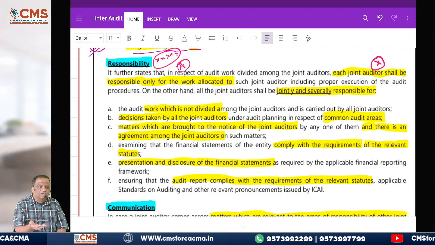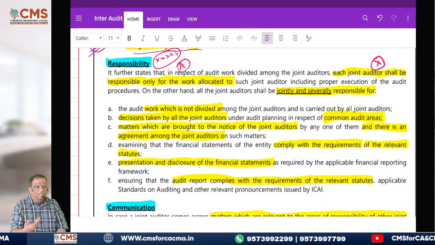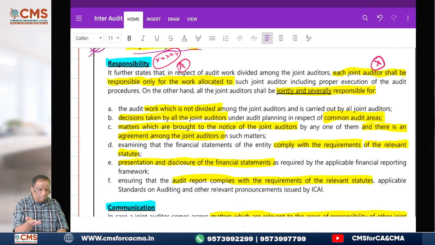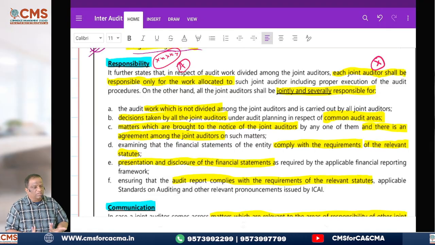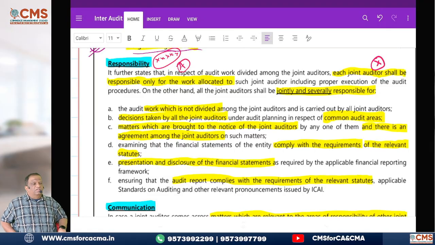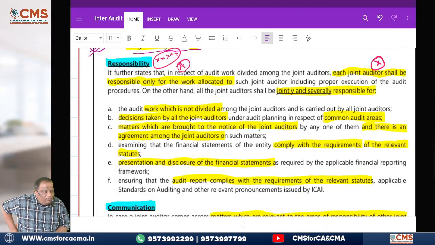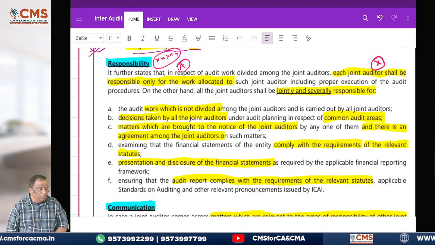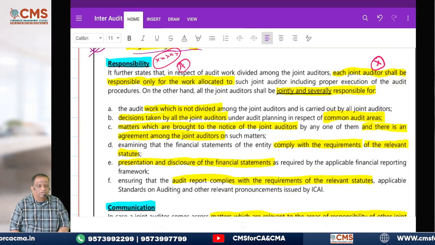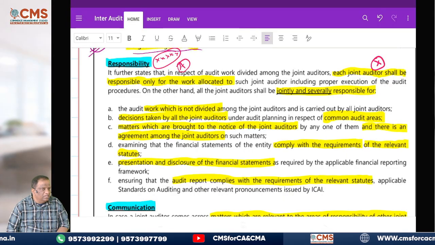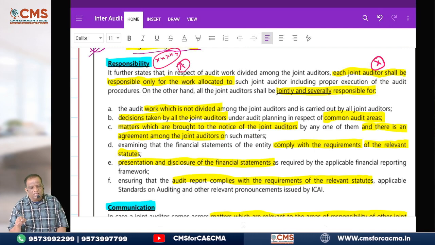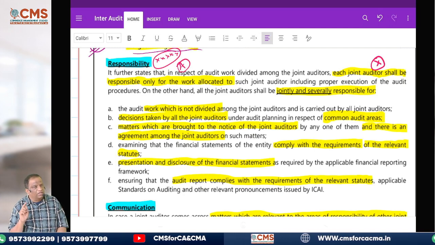Say you have decided to do fixed assets, I have decided to do share capital. Whatever area you are doing, you are responsible. Whatever I am doing, I am responsible. That way, each joint auditor is responsible only for the work allocated to him. I need not review how you are doing. Your work, you do it, you are also a CA, you are responsible. That's how the premise goes. So, to conclude, each joint auditor is responsible only for the work allocated to him.